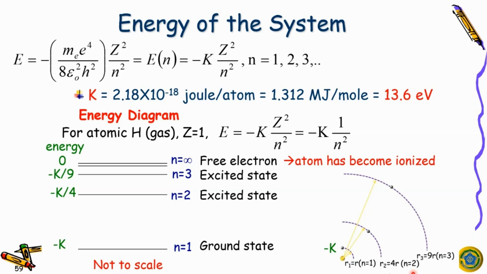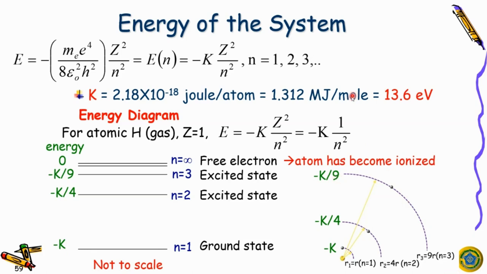So let's write this down. We know the electron here, the radius is r, and the energy is minus K. And if n equals 2, the radius is 4r. And then the energy is what? Minus a quarter K. If n is 3, the radius is 9r, and then the energy is minus 1/9 K.